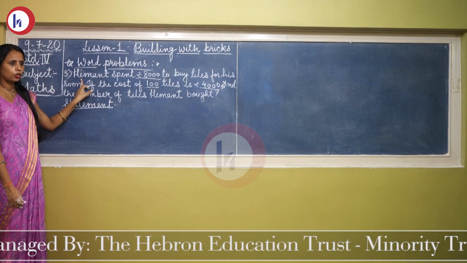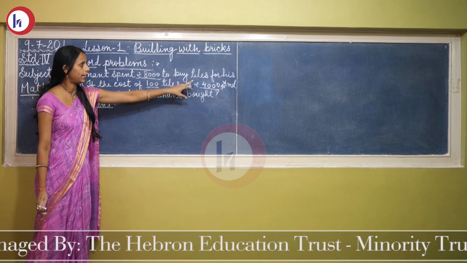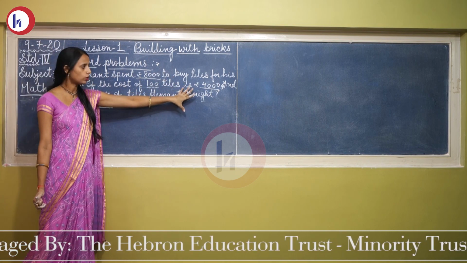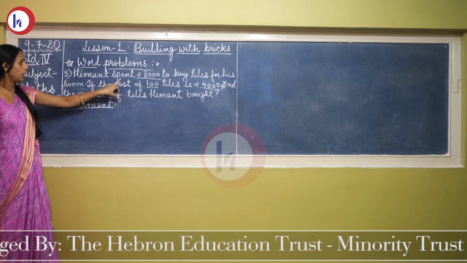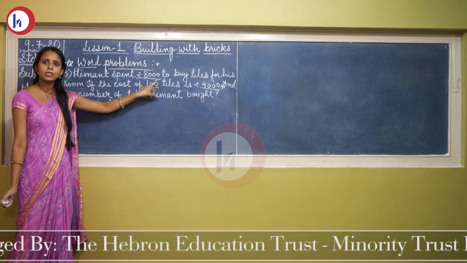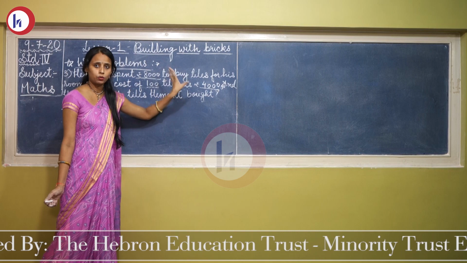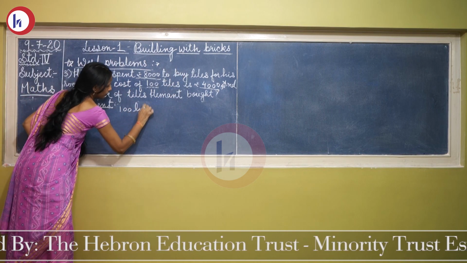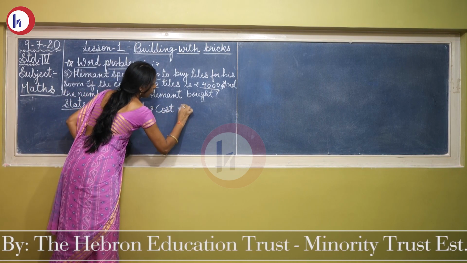Here's the next question, question number 3. Hemant spent rupees 8,000 to buy tiles for his room. If the cost of 100 tiles is rupees 4,000, find the number of tiles Hemant bought. So here the information is rupees 8,000 he spent, and the second information is 100 tiles cost rupees 4,000.